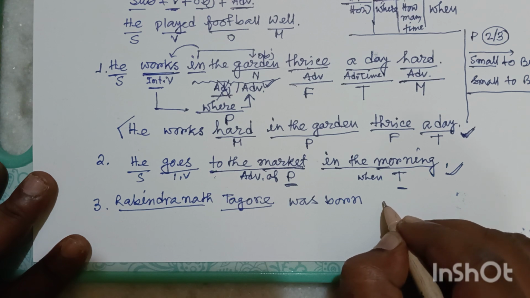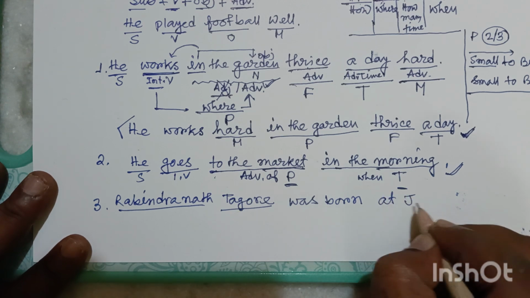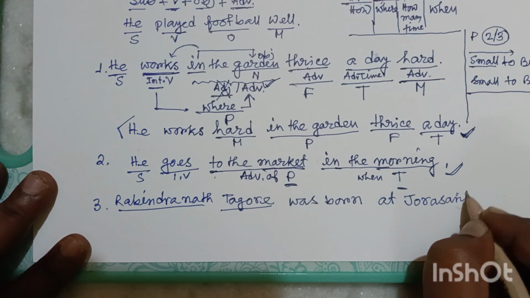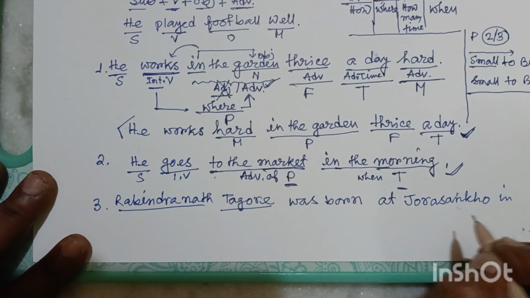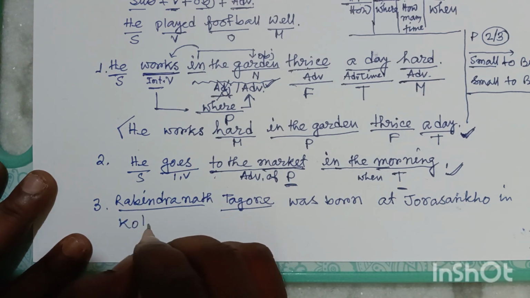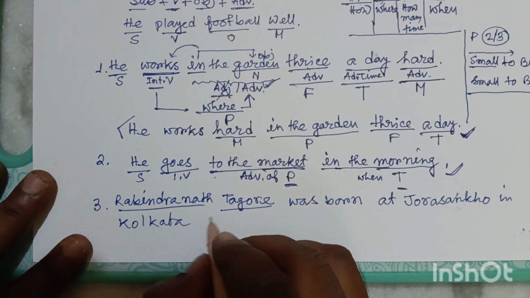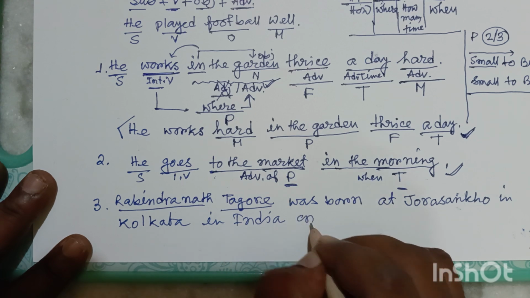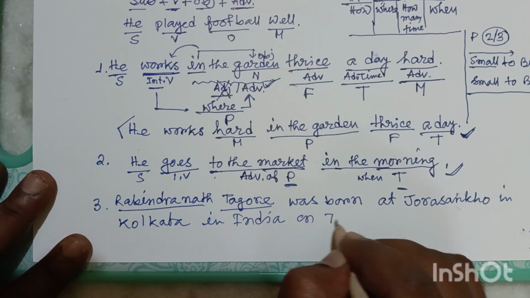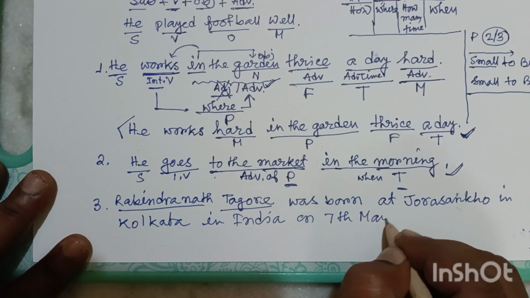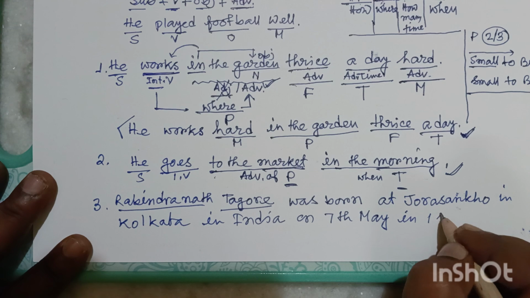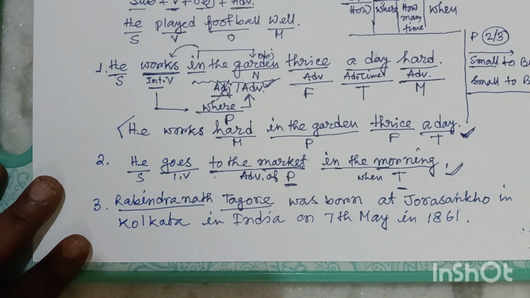Friends, at Jorasanko. Jorasanko is a small place in Kolkata. Jorasanko in Kolkata. In Kolkata. Again, we can write down in India, on, actually it is 7th May. 7th May in 1861. Friends, look at this sentence.